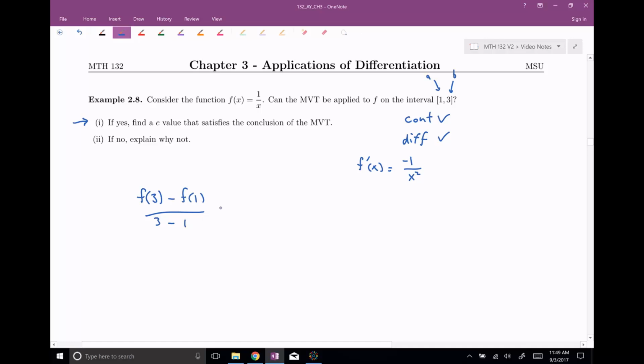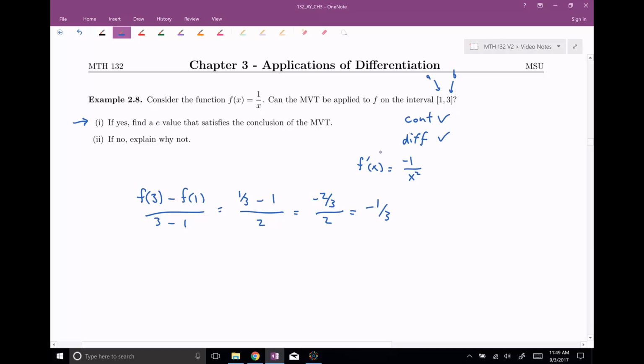So f of 3, I'm plugging in 3 everywhere I see an x, so that's 1/3. Let's see, 1/3 minus 1 should be -2/3, and 3 minus 1 will be 2. And when I divide -2/3 by 2, that should give me -1/3. So there is our average rate of change.